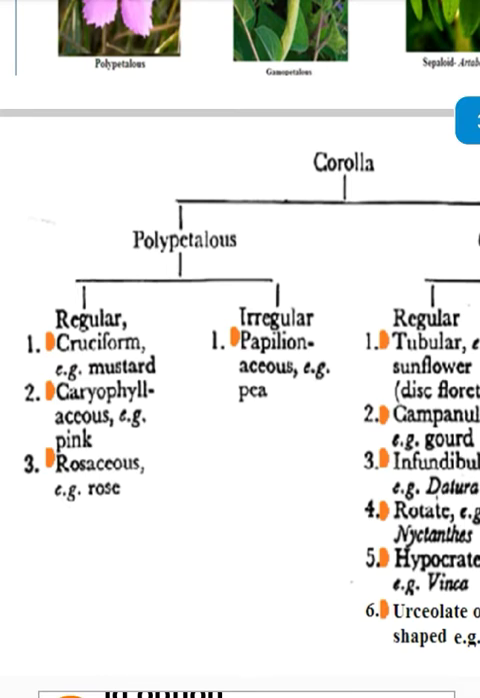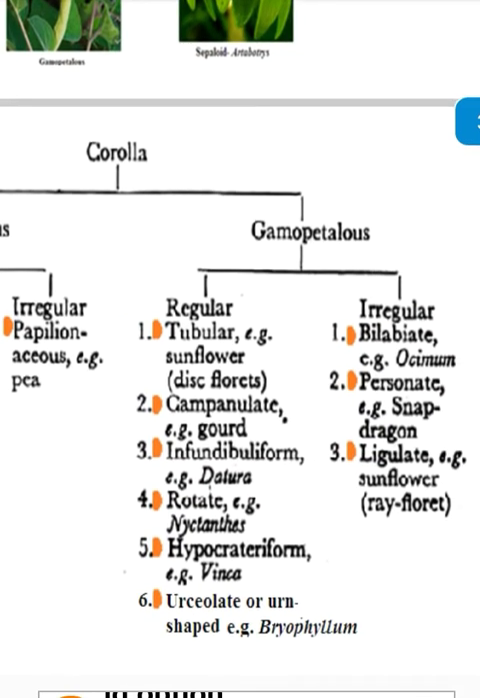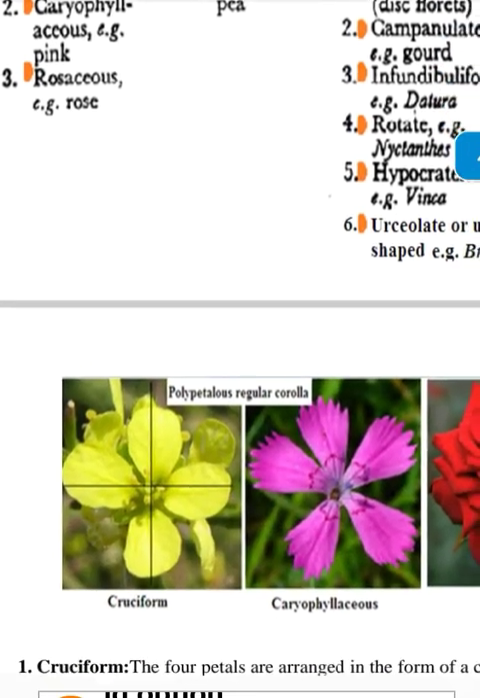So in the polypetalous corolla, in the regular form, there are cruciform, caryophyllaceous and rosaceous, and the irregular form is the papilionaceous. In the gamopetalous type of corolla, the regular types are tubular, campanulate, infundibuliform, rotate, hypocrateriform, urceolate or urn type of corolla, and in the irregular form, it is bilabiate, personate and ligulate. Now we discuss one by one.